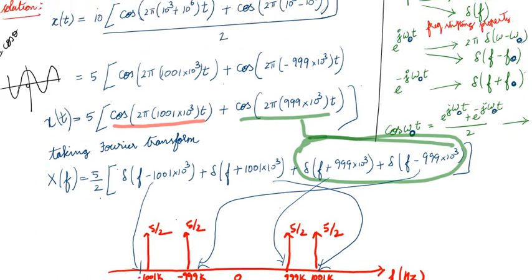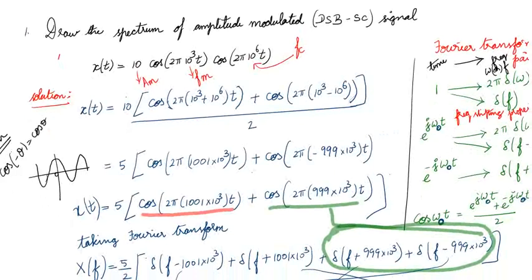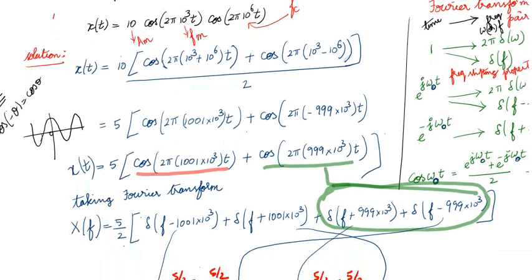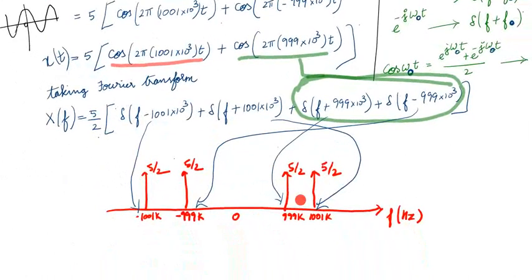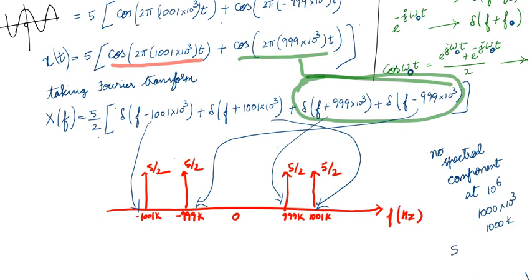And why is it a suppressed carrier? We said it's an amplitude modulated signal, but it is a suppressed carrier. Where is the suppressed carrier? We know the carrier frequency is 10 to the power 6. We don't have any component at 10 to the power 6. What is 1000 into 10 to the power 3? See, here I have written k. What is k? It is kilo, 10 to the power 3. We don't have any spectral component at 10 to the power 6, or I can say 1000 into 10 to the power 3, or 1000k. That is why this is called a suppressed carrier.